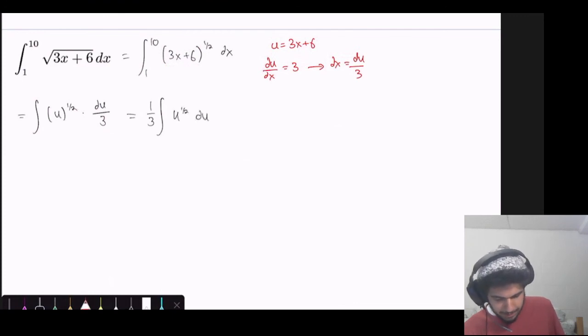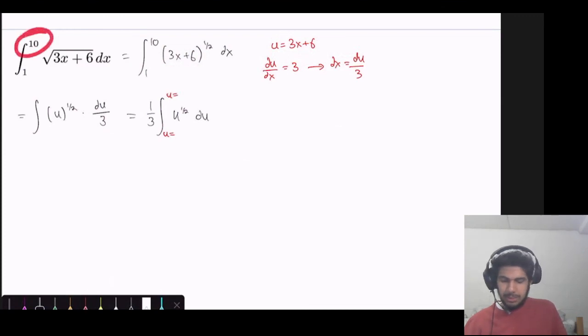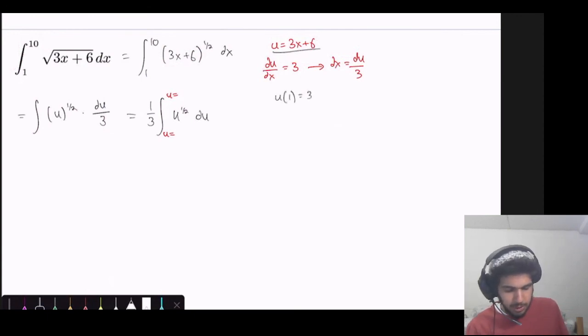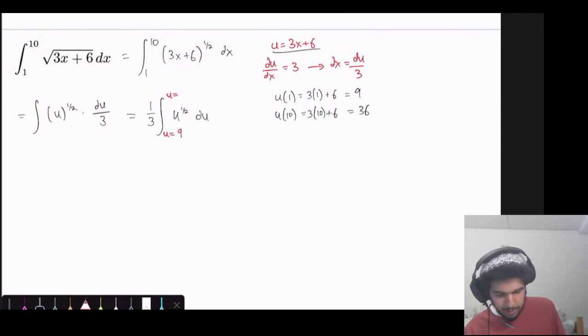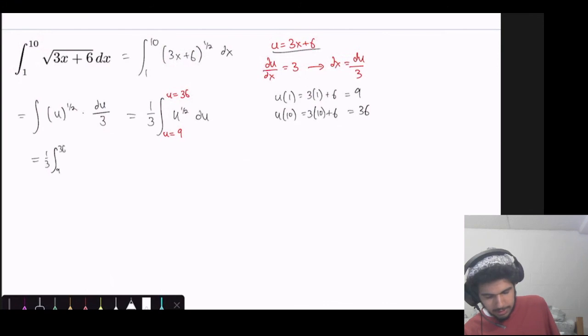And now I would want to specify u going from what to what. So we take our limits here and compute them in terms of this function here. So u of 1 is equal to 3 times 1 plus 6. That's 9. And u of 10 equals 3 times 10 plus 6, which is equal to 36. So let's specify that here, 9 to 36. So 1/3, 9 to 36, u to the 1/2 du.